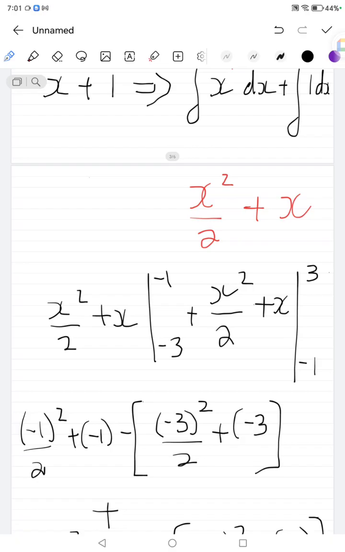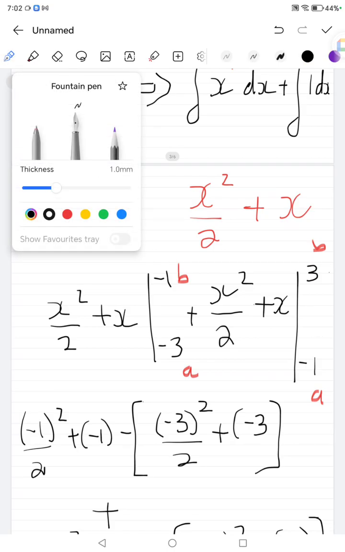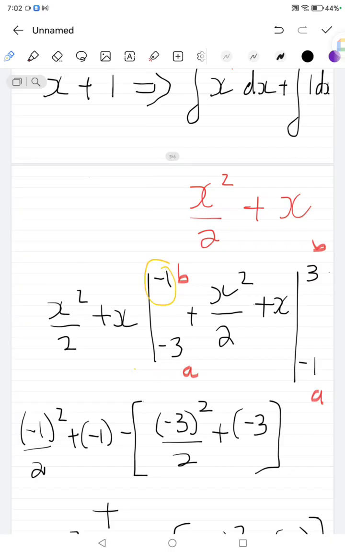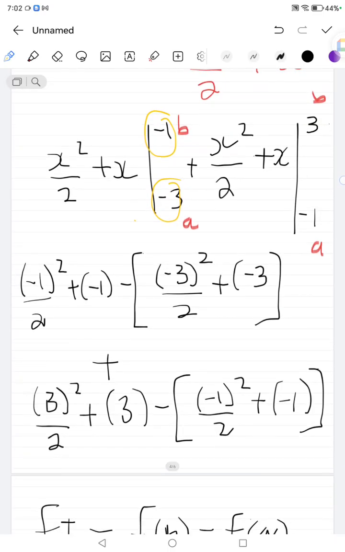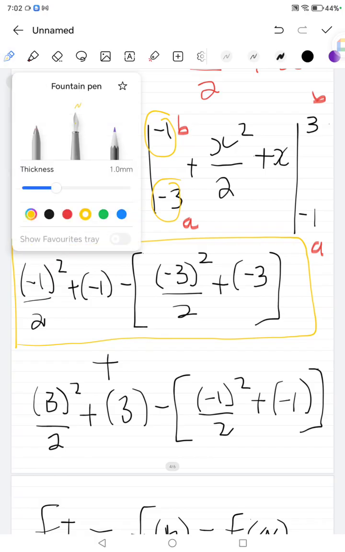So where am I getting my a and b's? This at the top, this is where you're going to get your a and b. This is your b, this is your a. So these values that you're seeing here are the ones that I'm inputting, your -1 and your -3. For the first part, it was for this one. So these things are split into 2. The second part, which is this one, let me just show you.